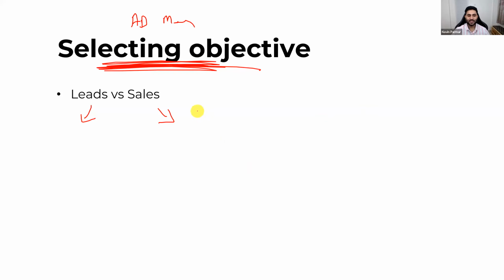Ravi, there is one thing which I want you to understand: if you are selling a physical product, most probably you will go with sales. Leads or sales, a product can be sold with online payments. Always keep this in your mind.